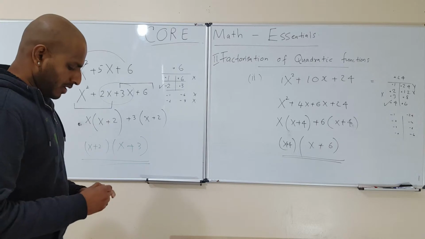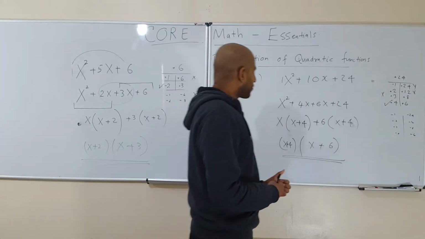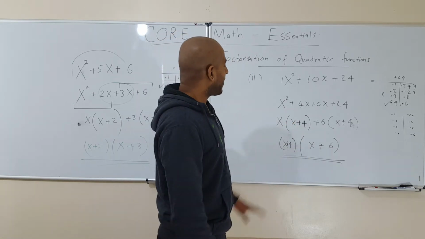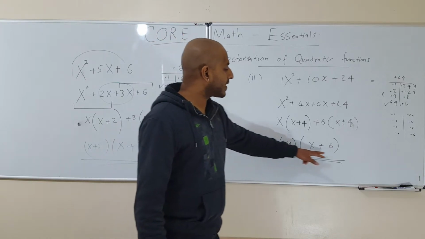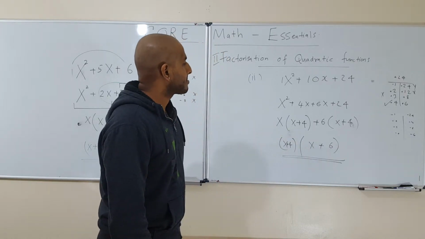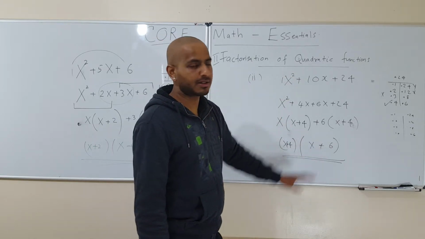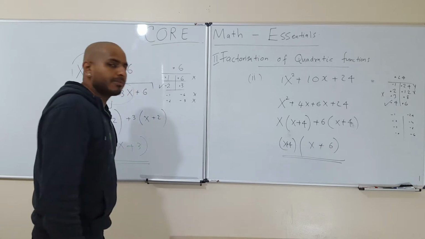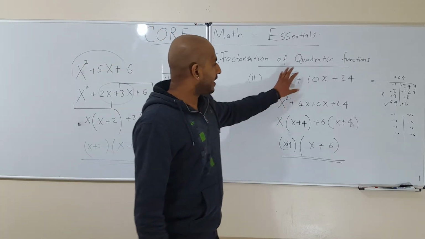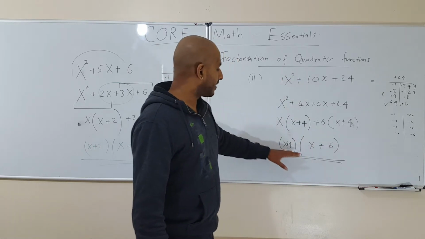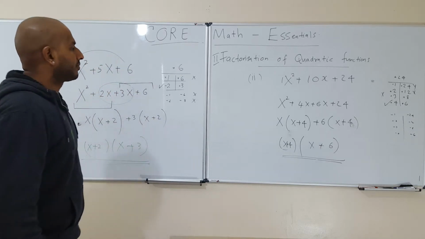Like we mentioned in the very first one, these are two factors. If I divide this by x plus 4, for example, I'm going to get x plus 6. If I divide the original expression by one of the factors, I'm going to get the other factor. This is actually called the factor theorem in C2. Or if I divide by the other factor, I'm going to get the first one. So that's basically it.